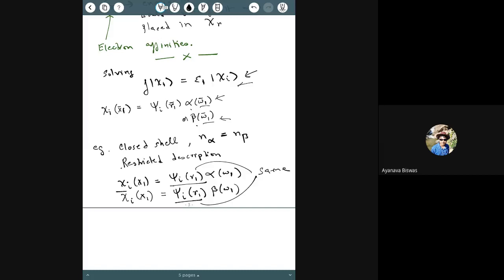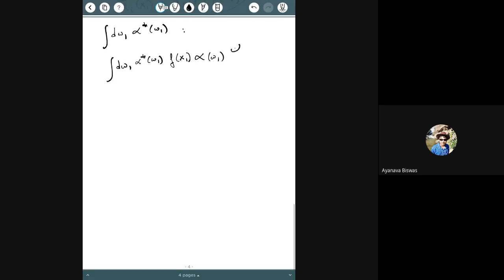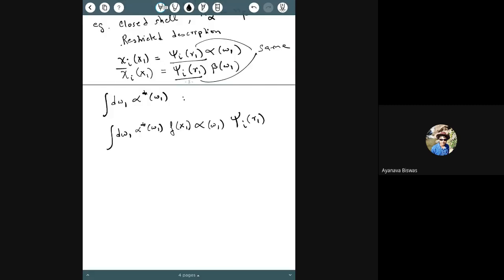So how will we do that? We will simply do this. We're doing it only for the alpha case. The beta case will be exactly the same. So we will do d omega 1 alpha star omega 1, and we will apply this on the equation. So what do we get? We get the integration d omega 1 alpha star omega 1 f operator, which depends on x1. And then you have the spin part of chi I, which is alpha omega 1, and then the remaining spatial part of chi I, which is psi I r1. This is the left hand side.